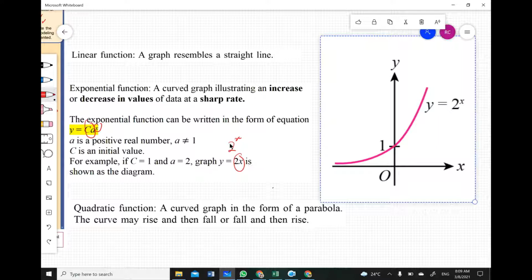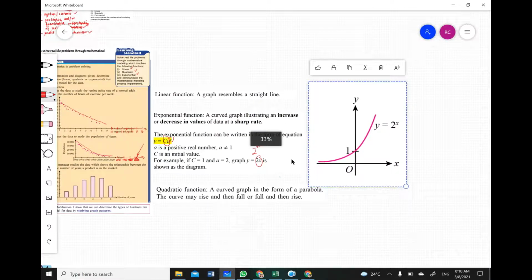So again, we go back to what we have just now. C is the initial value. So you can see over here, C is actually 1. That is the y-intercept over here, the initial value. And then when A equals 2, so 1 times 2, you get 2 to the power of x. So you are going to get an exponential graph like this. This is the formula for the exponential graph. Okay, we move on. That is what we are going to learn today.